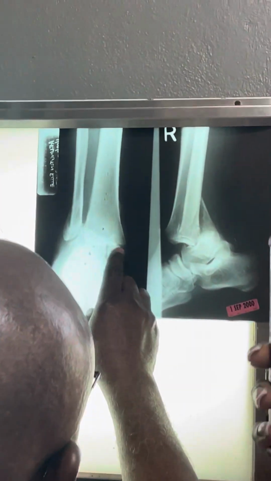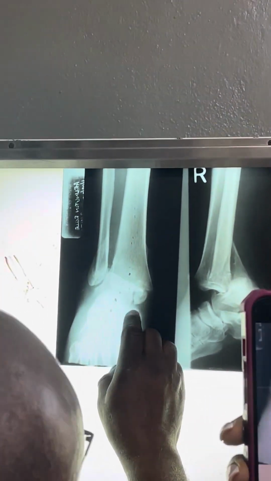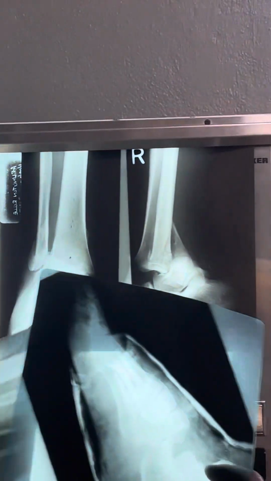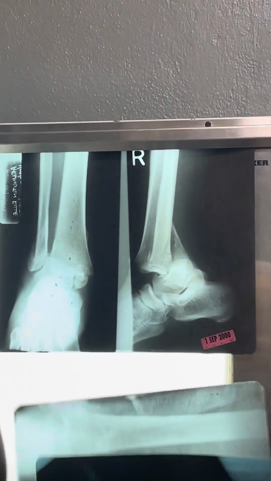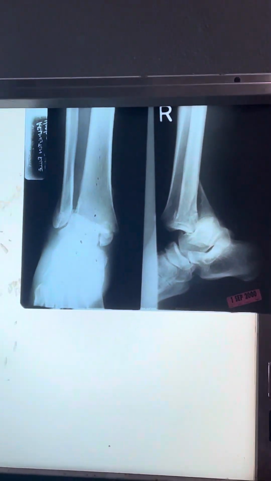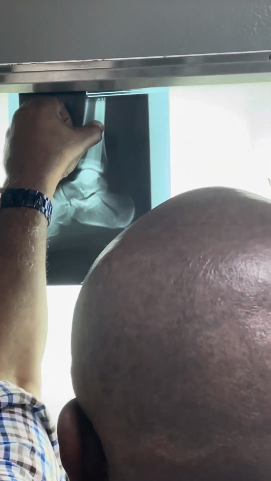You don't see the malleolus broken here? It's off there? You agree? You don't see that? Go back to the normal. Okay, look at the lateral there. You see how the fibula is that bone, you can see there?